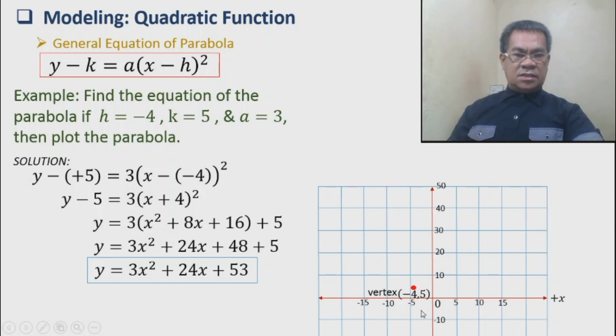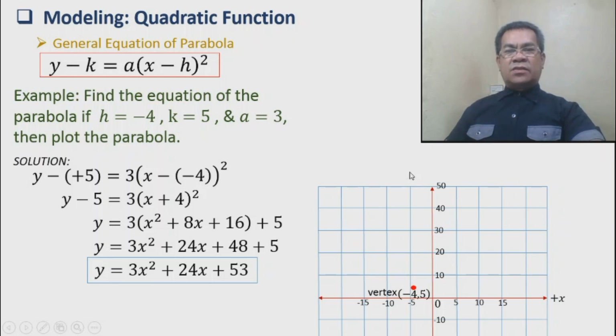In this case, we need the vertex. So this is 1 point out of 3. We have negative 4 and 5. You have to count, because this is negative 5, move upward because positive. So approximately this is negative 4 and 5. This is the vertex. And remember, a is positive, so it should open upward.